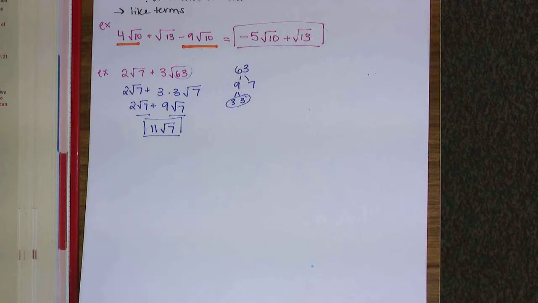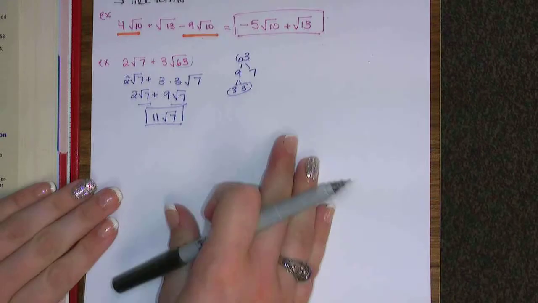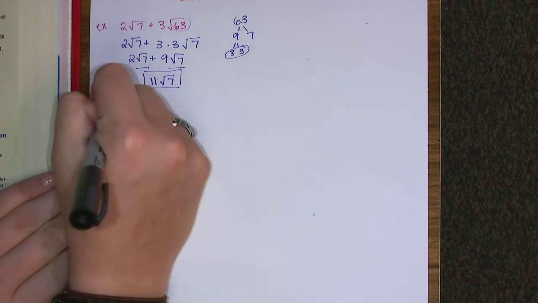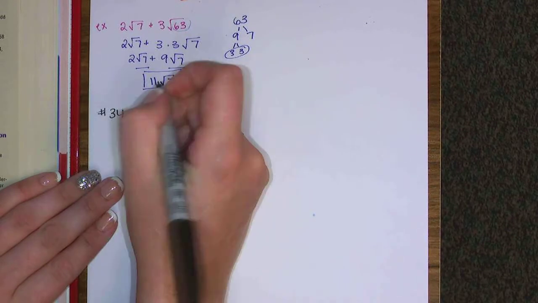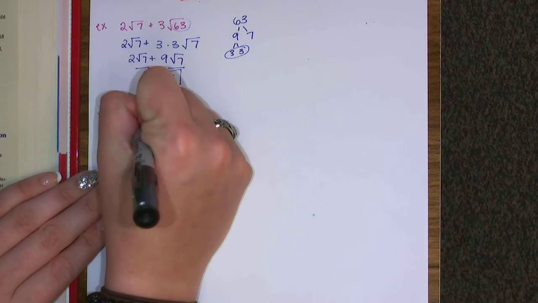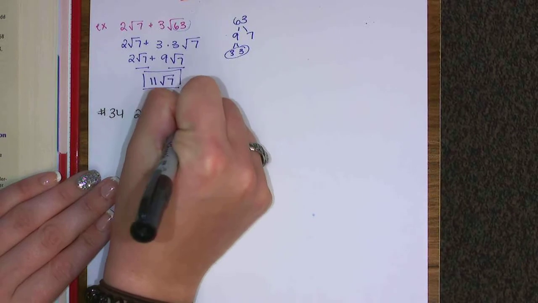So those are 2 examples. So now let's go through and actually look at some homework examples here for that. So start with something a little easier, like 35. Or not 35, I don't know why I said 34. There we go. Leave the odd ones for you guys. So 2 root 2 plus 6 root 2.